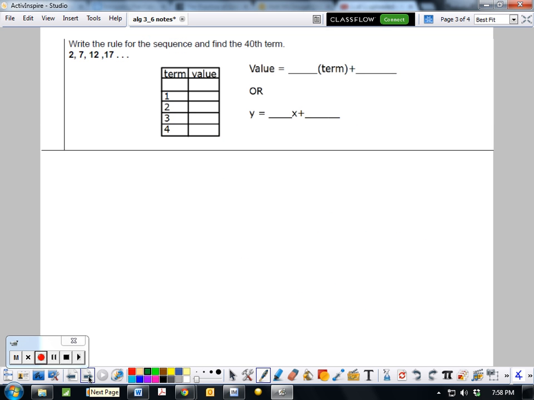So write the rule for the sequence and find the 40th term. So let's go ahead and put our values in there. So we've got 2, 7, 12, 17. So I'm looking at what I add each time. So each time I'm adding 5.